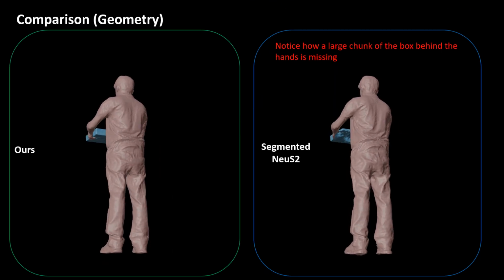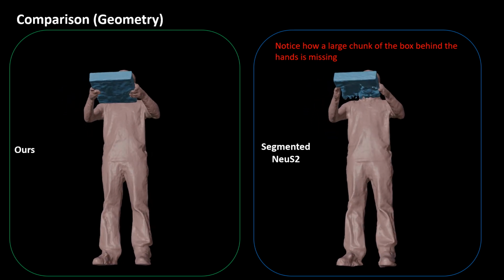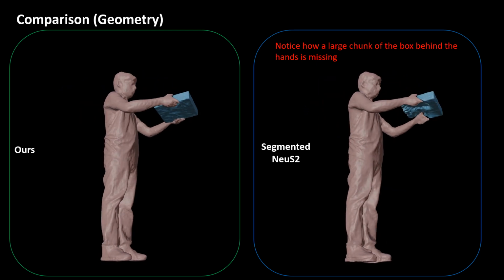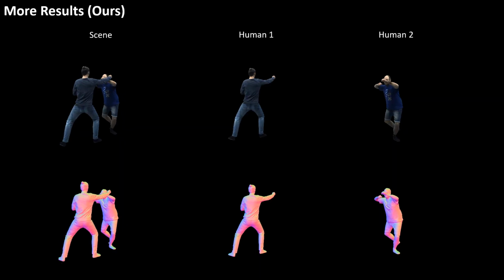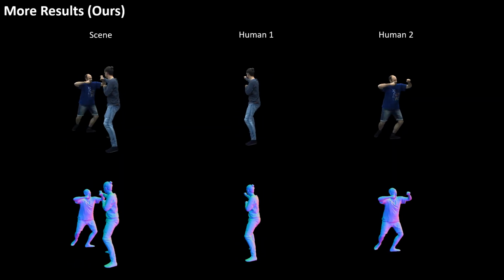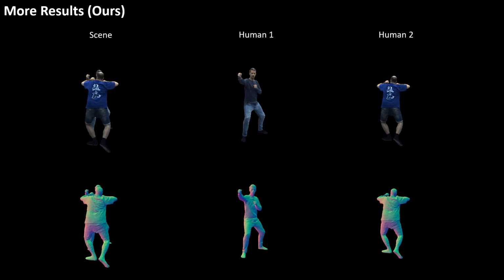Here we show a comparison on reconstruction between our method and Segmented NeuS2. Next we show color renderings and normal renderings for the overall scene as well as individual objects that are obtained using our method.